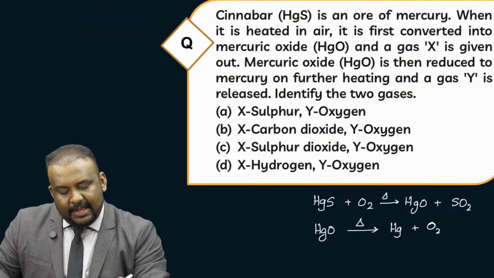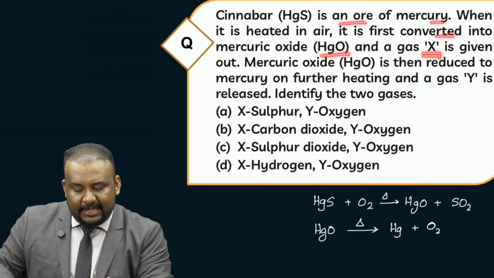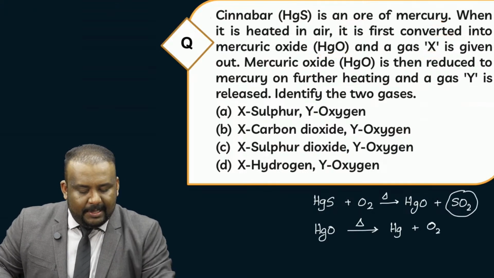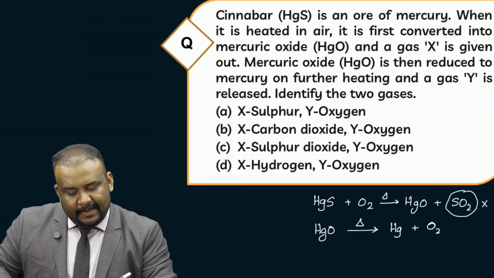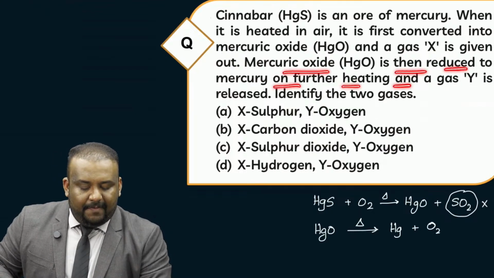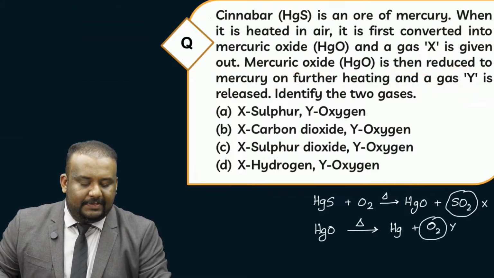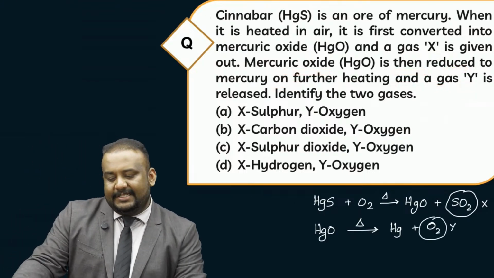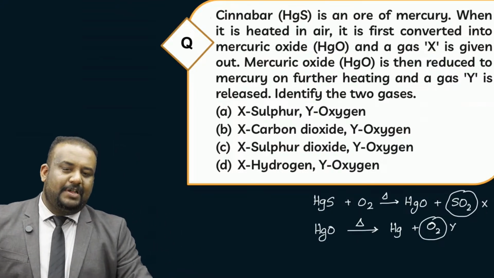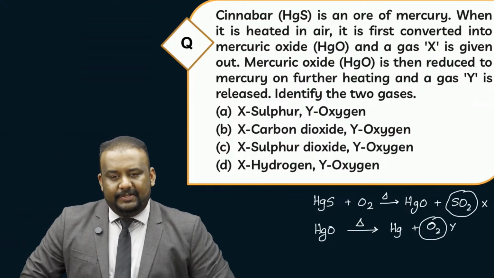So they asked, cinnabar is first converted into mercuric oxide and a gas X. So who is the gas X here? This is going to be gas X, SO2. And mercuric oxide is then reduced into mercury on further heating and a gas Y is released. Who is the gas Y? The gas Y is O2. That's a very important question, I would say. From extraction of metals, definitely one of the extractions will be asked.